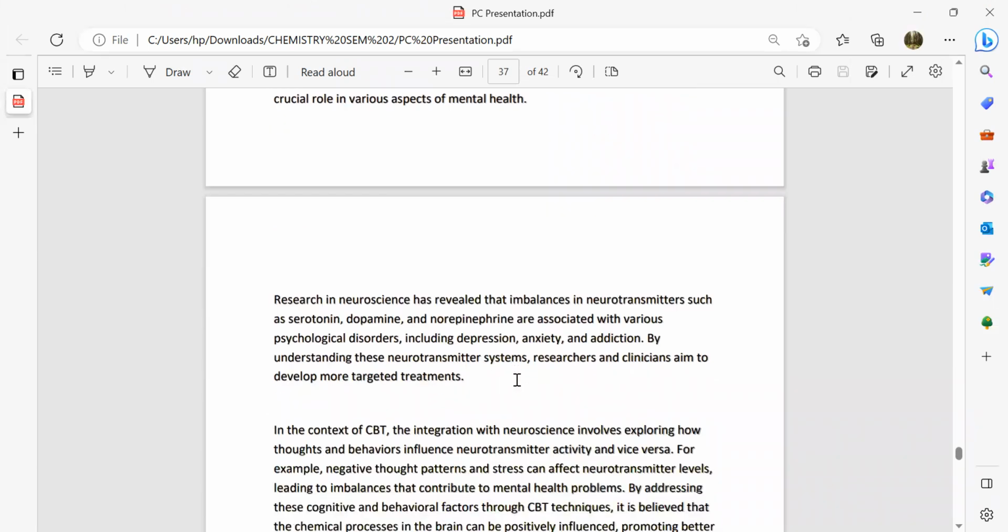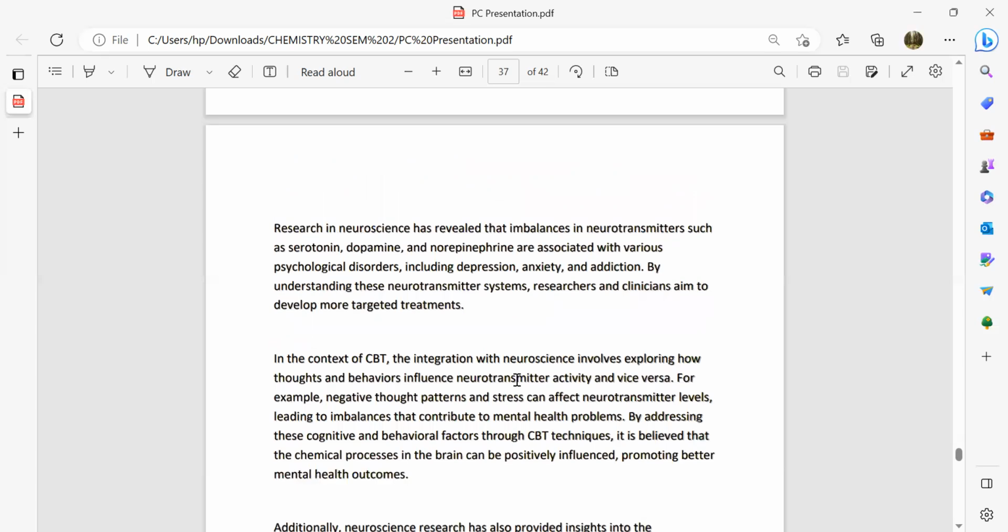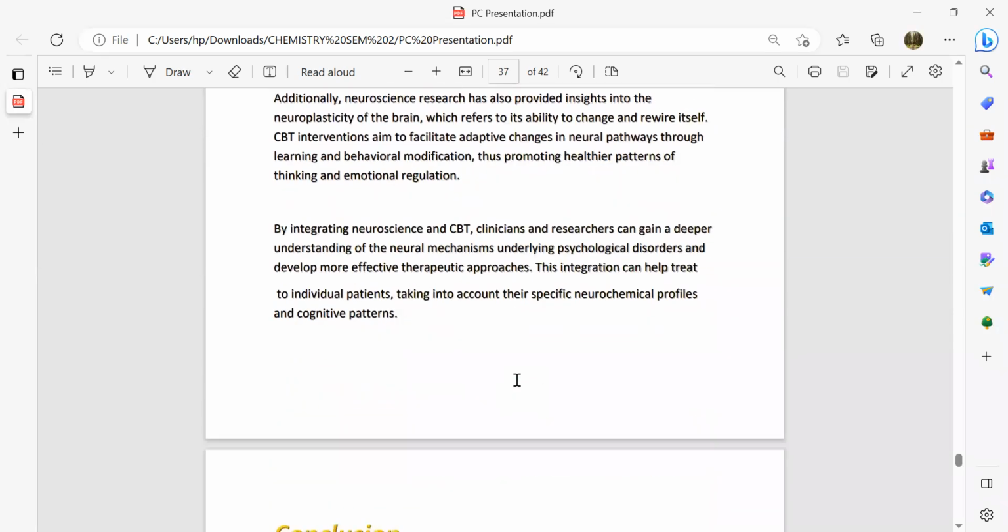In the context of CBT, the integration with neuroscience involves exploring how thoughts and behaviors influence neurotransmitter activity and vice versa. For example, negative thought patterns and stress can affect neurotransmitter levels. Through these cognitive and behavioral factors, using CBT techniques, it is believed that the chemical processes in the brain can be positively influenced, promoting better mental health outcomes.